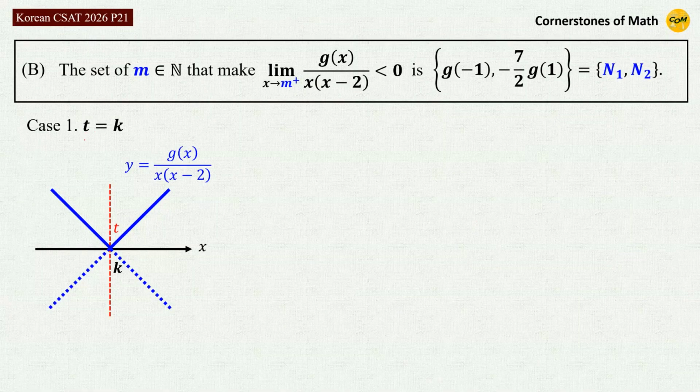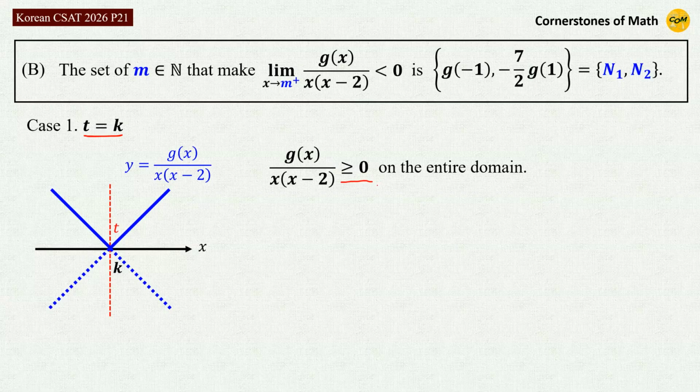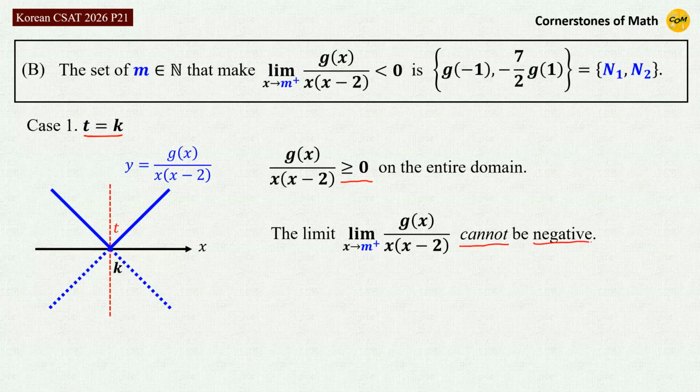Let's start with the first case, when t equals k, where we have this symmetric graph. One noticeable feature of this graph is that the value of the function is non-negative on the entire domain. This means that the limit given in condition B cannot have negative values. Therefore, this is an invalid case.